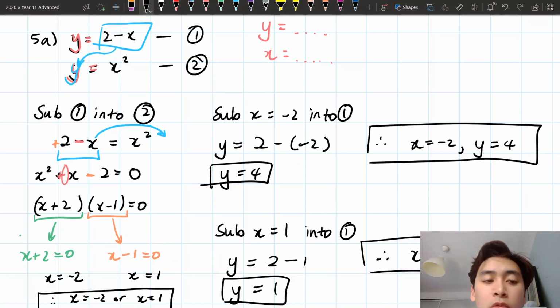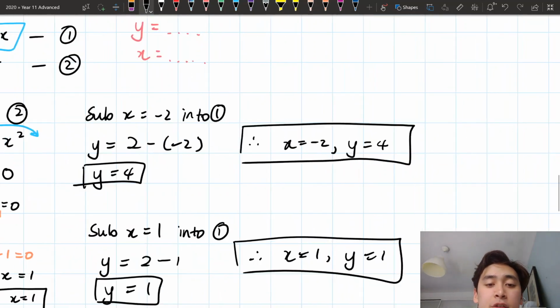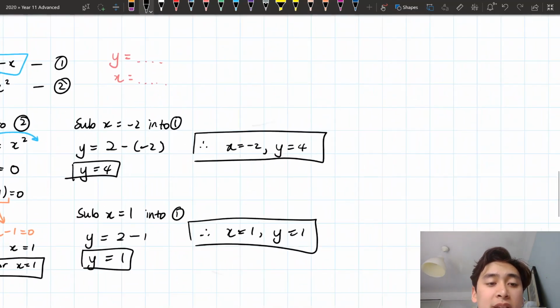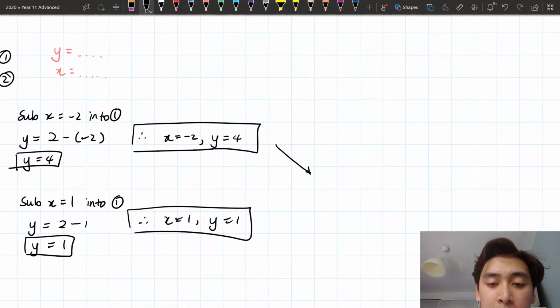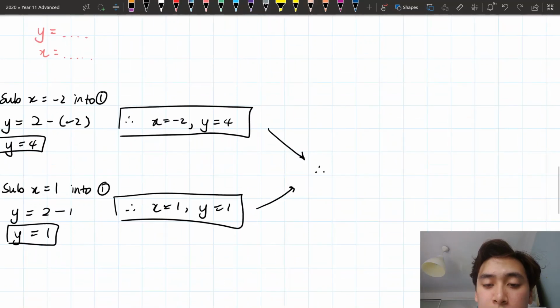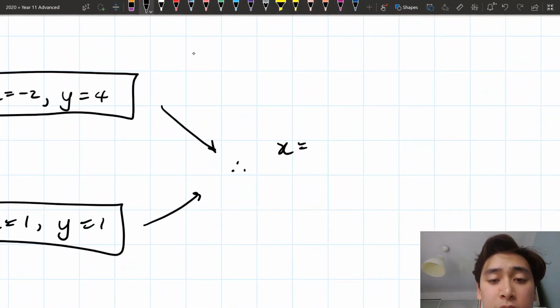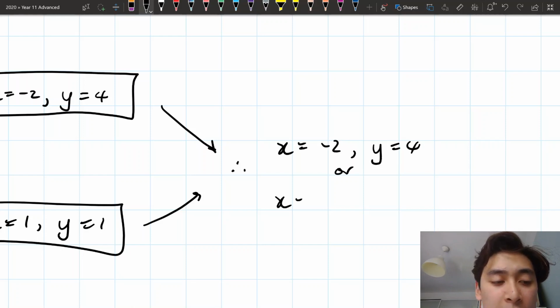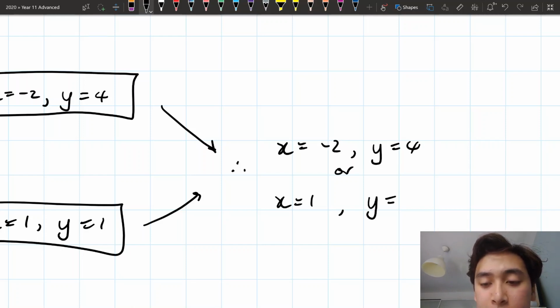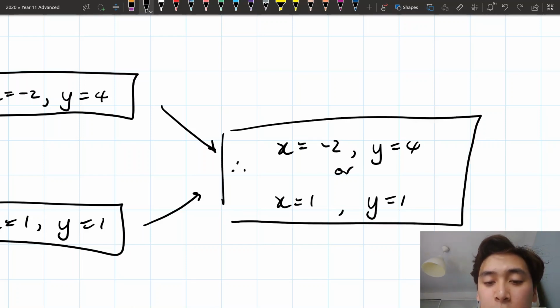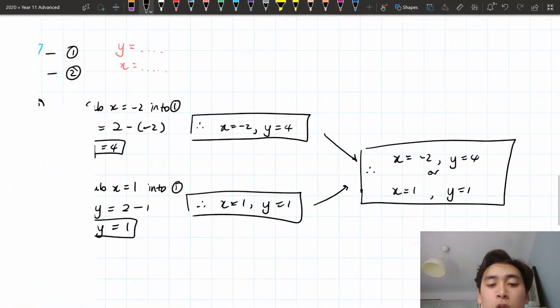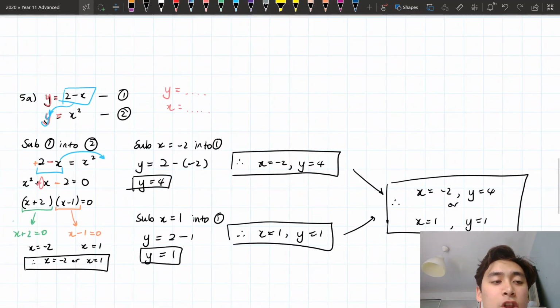So usually when I write this, how I do this is I go, okay, I'm going to put this into one big sentence or one big statement. So I'm going to write, therefore, x is equal to minus 2, y is equal to 4, or x is equal to 1, y is equal to 1. And so that's my final statement and final answer to this question.